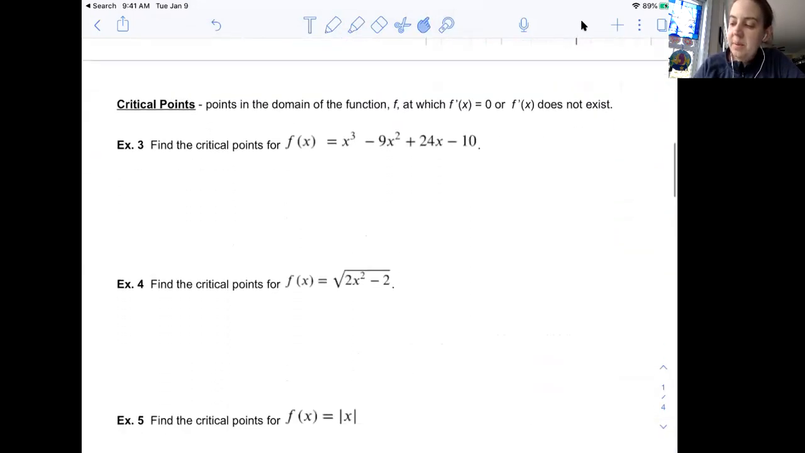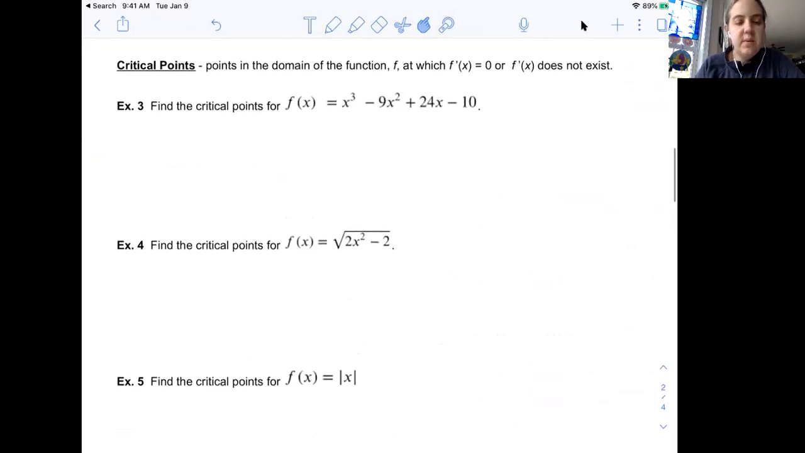Now, on the next page, critical points. Everything in the rest of this unit is based off of the lesson before, so critical points are very important. Critical points are the points in the domain of the function f at which f prime of x does not equal 0 or it does not exist. So what we need to do is calculate those critical points.